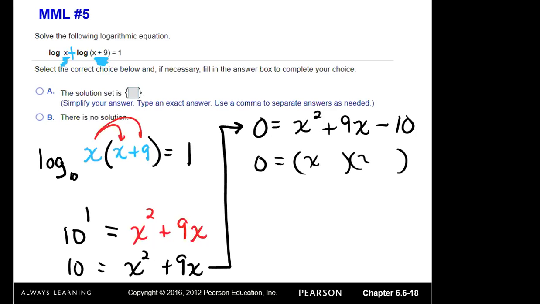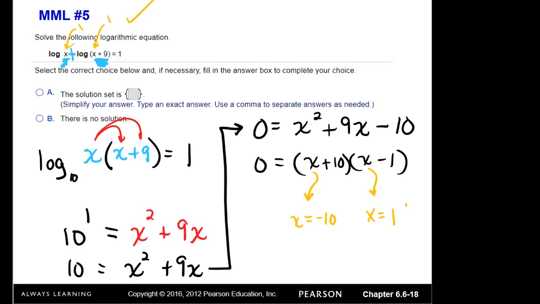So it's x and x, and then I need two factors of negative 10 that add up to positive 9. So positive 10 and negative 1. Which means my two possible answers are x equals negative 10, and x is positive 1. 1 won't cause a problem if I put a 1 here and a 1 there. We're good to go.